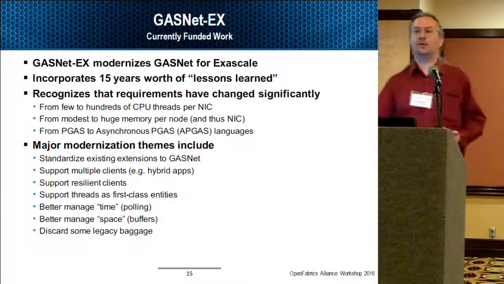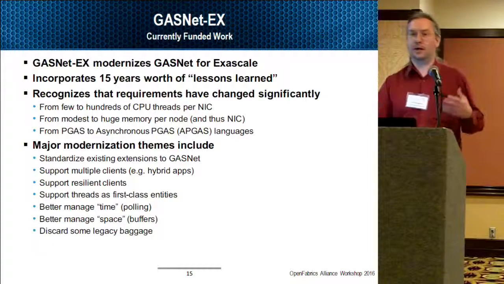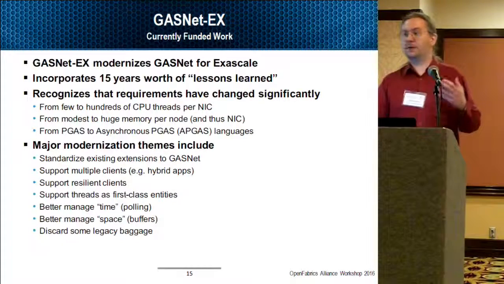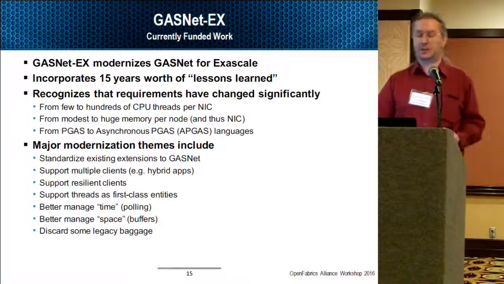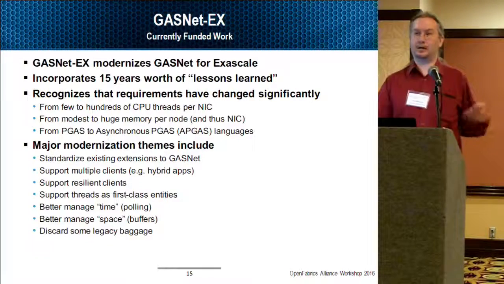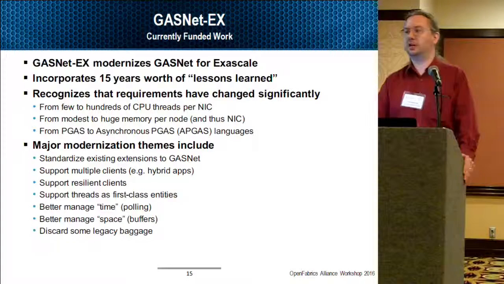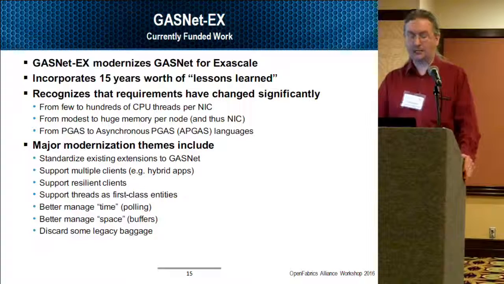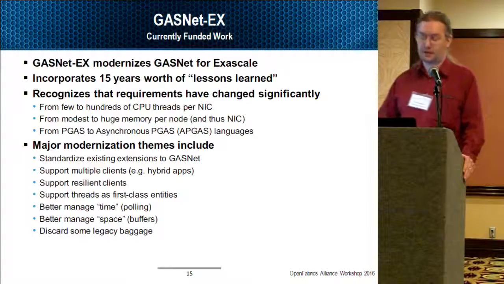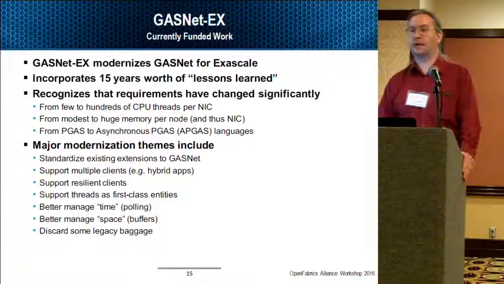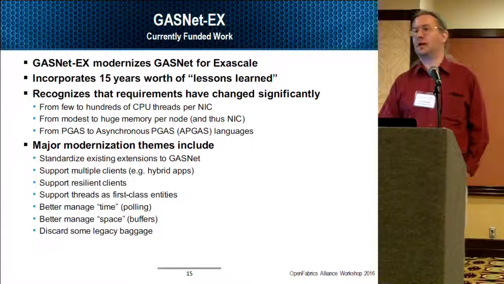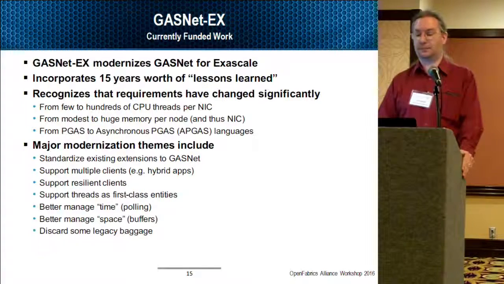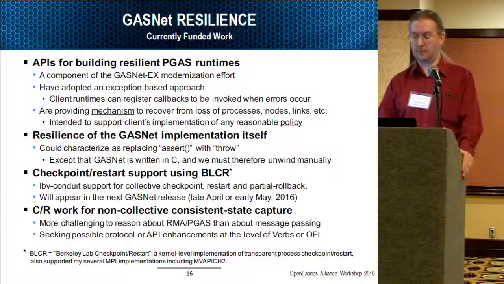Now we're looking at hundreds of CPU contexts per NIC. We're looking at tens or hundreds of gigabytes of memory per NIC. And the move in the languages and library space from conventional or classical PGAS to these asynchronous PGAS has changed some of the requirements, some of the usage models for how GASNet operates. In the interest of time, I won't read these off and try to explain them. But we're taking this opportunity to support multiple clients, to provide resilience features, and to make threads first-class entities, in part because of the APGAS languages.